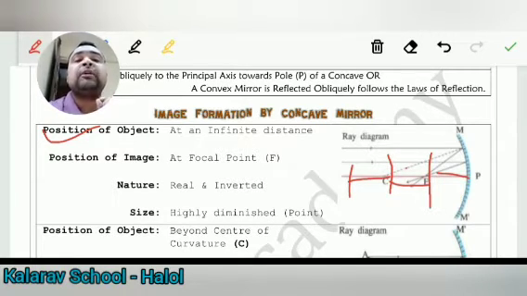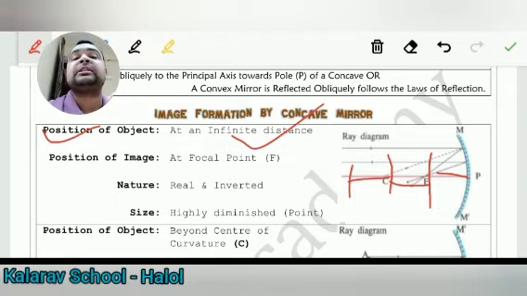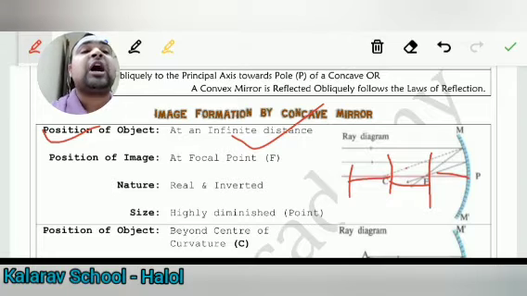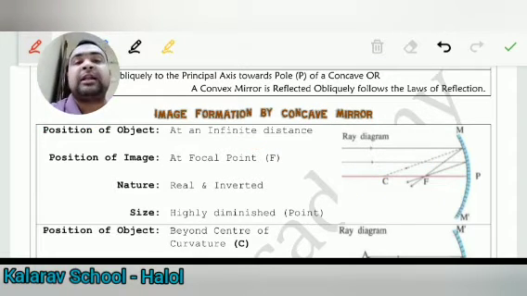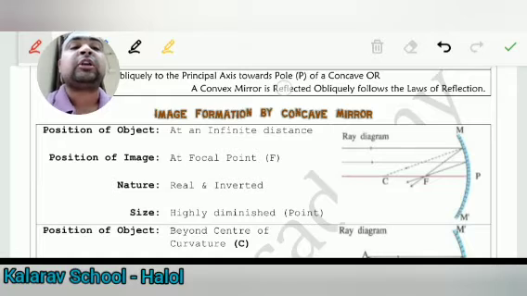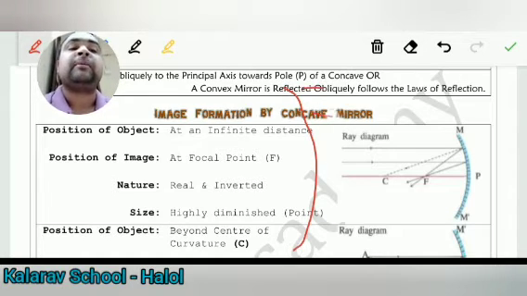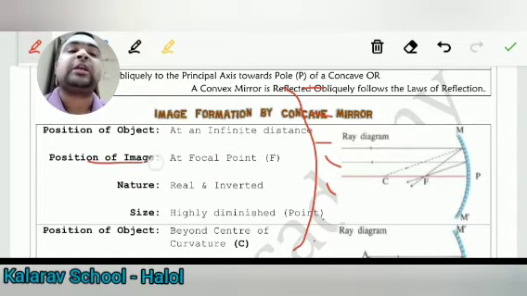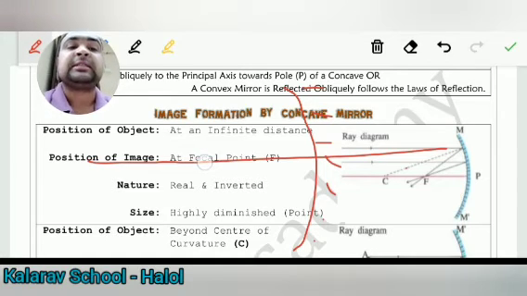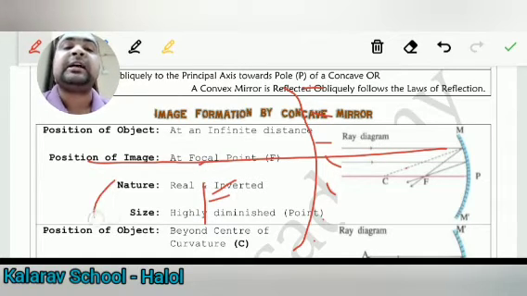Okay, so first of all let me see the first case, that is the object which is placed at infinite distance. So how should we try to construct the ray diagram? First of all, it's a concave mirror, so just draw the concave mirror. You have to draw the principal axis, place here F, place here C.